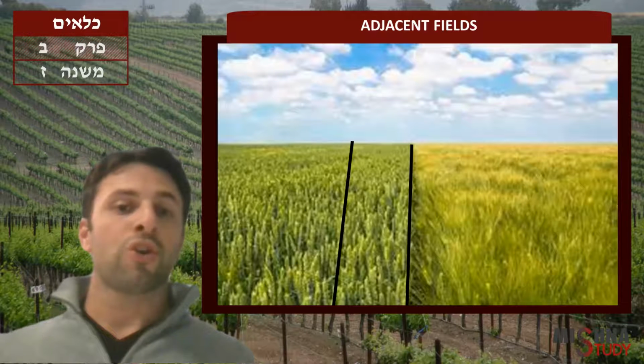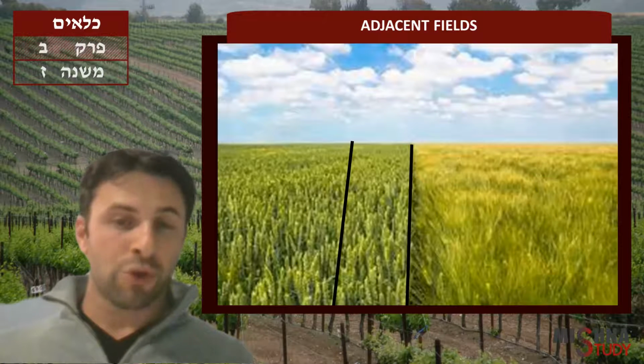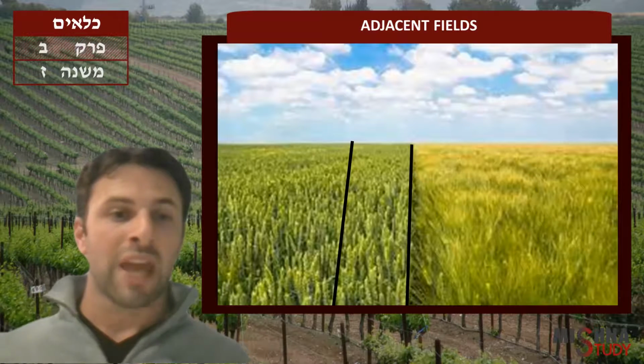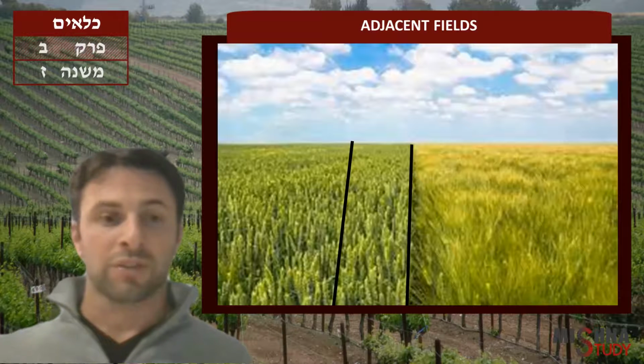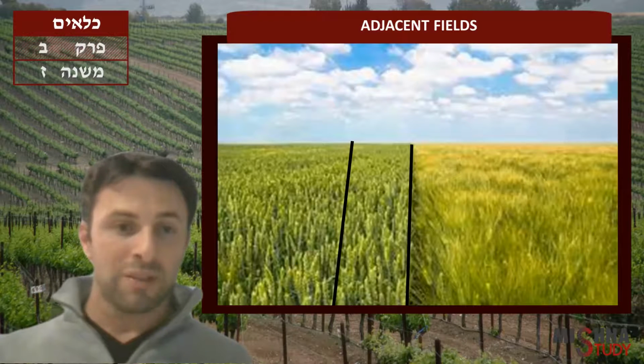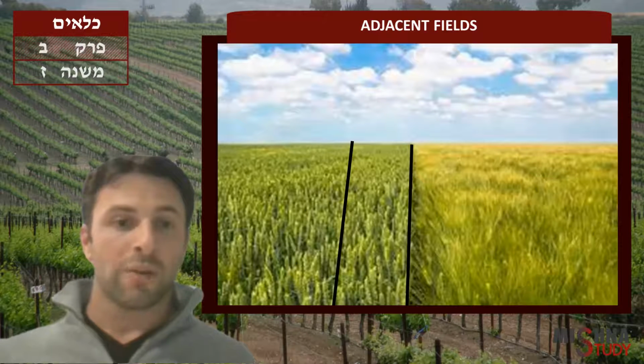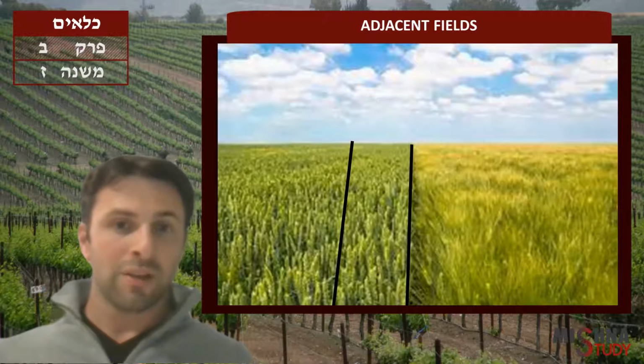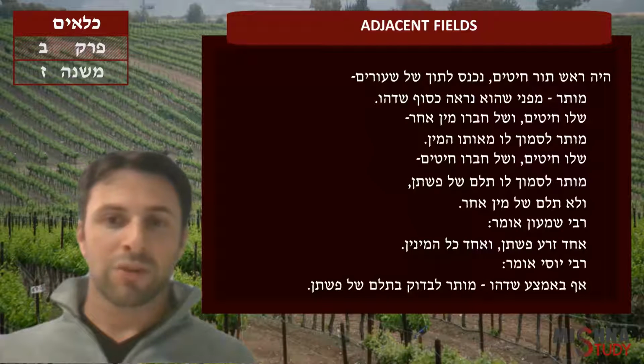But we say over here, no, you're allowed to plant wheat in the middle because it's adjacent to your friend's field, and it looks like it's part of your friend's field. So even though you own that middle piece, you're allowed to plant wheat over there without separating any distance between your barley and your wheat. Why? Because it looks like, right? Let's see the language of the Mishnah.